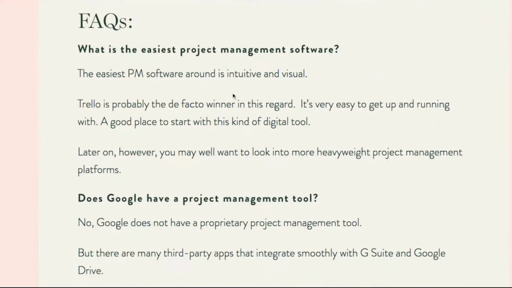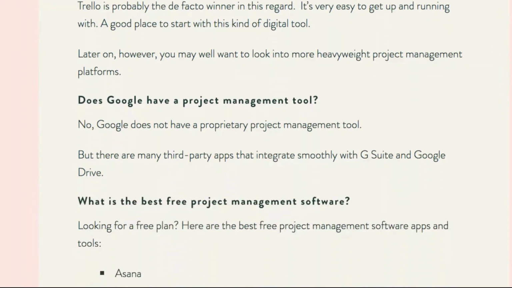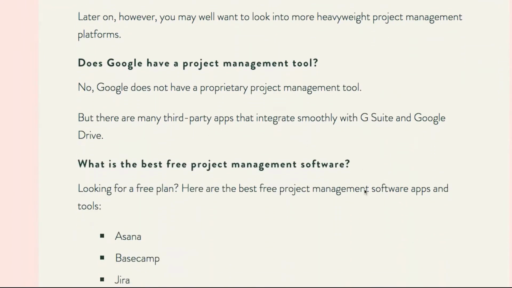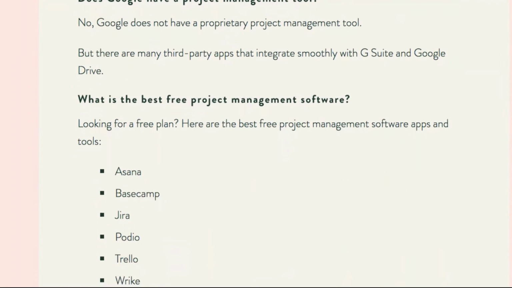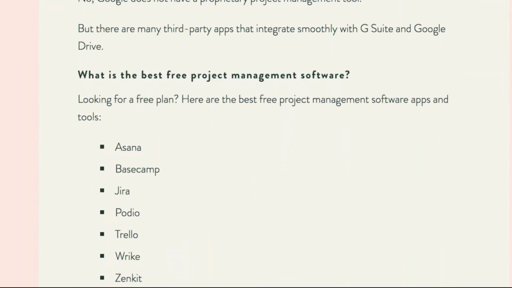So the easiest project management software is intuitive and visual. Trello, as I said, is one of the better ones, and a good place to start is one of the digital tools, Trello and Asana. Does Google have one? Google doesn't have one, but a lot of people do use some of the Google tools.